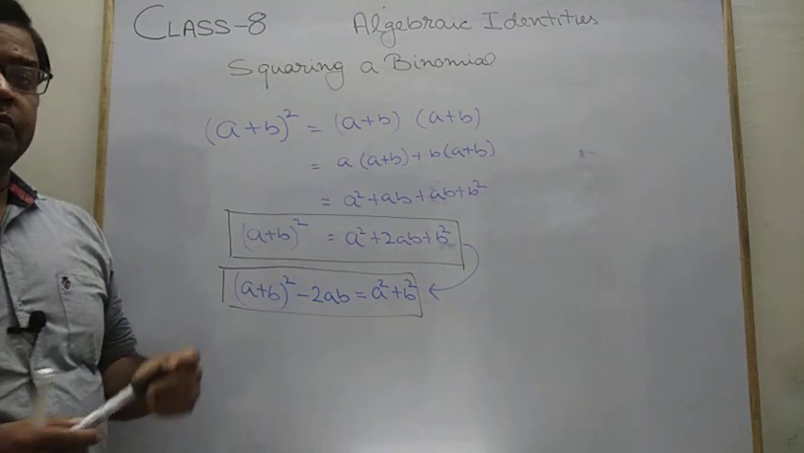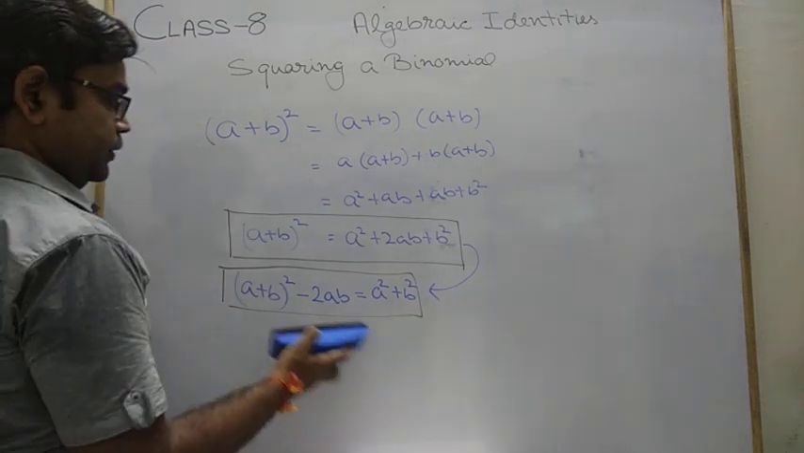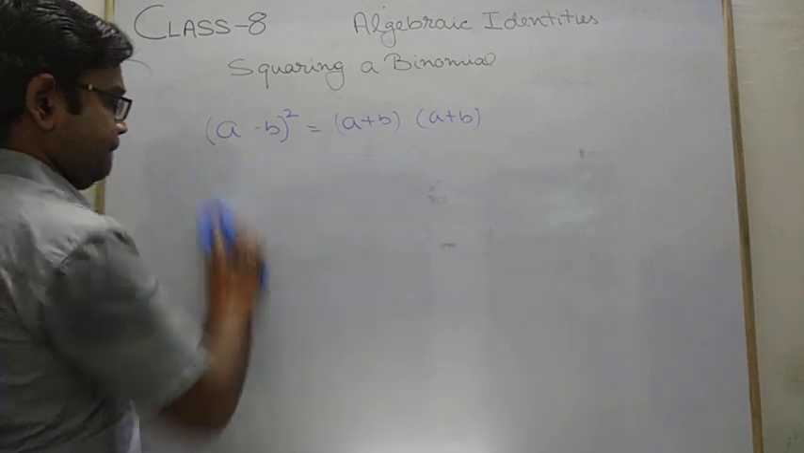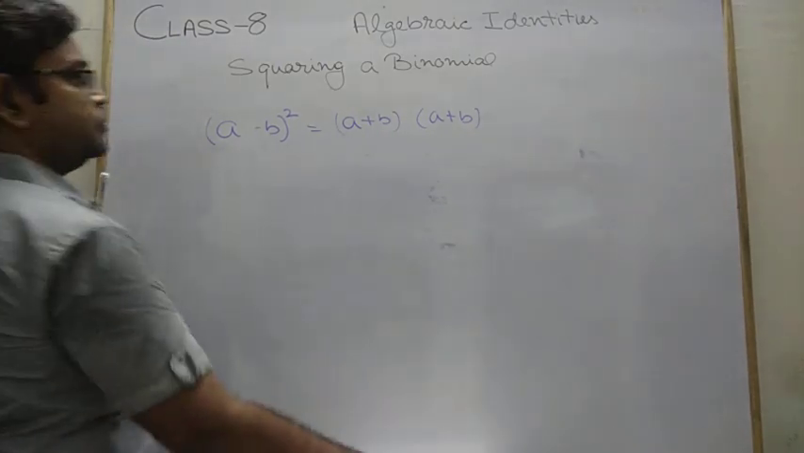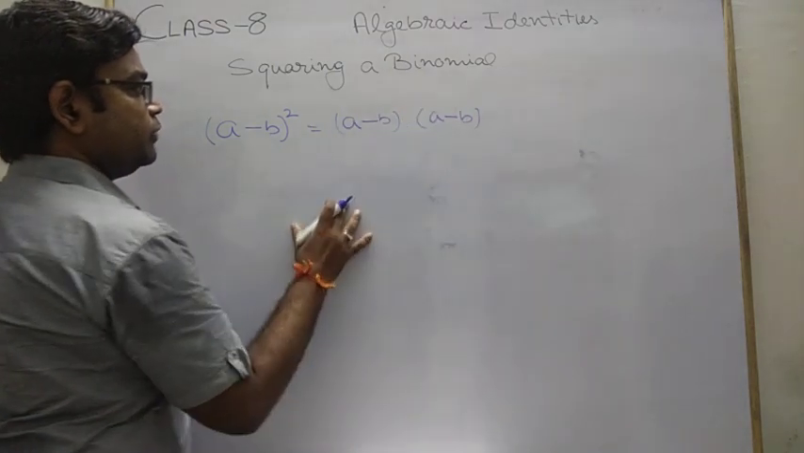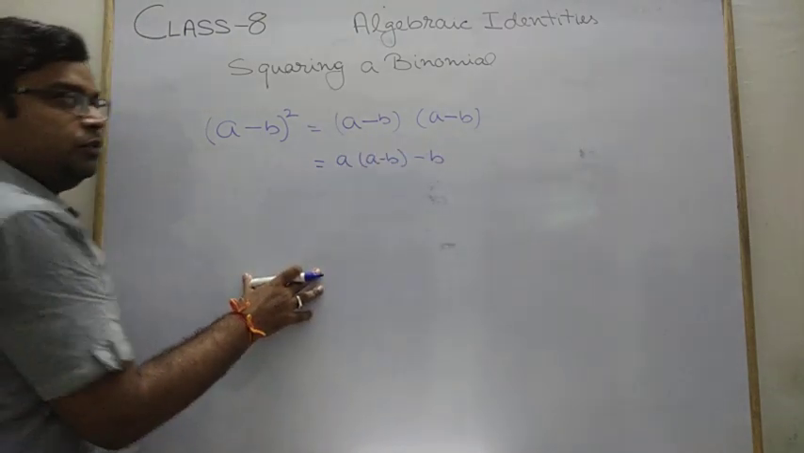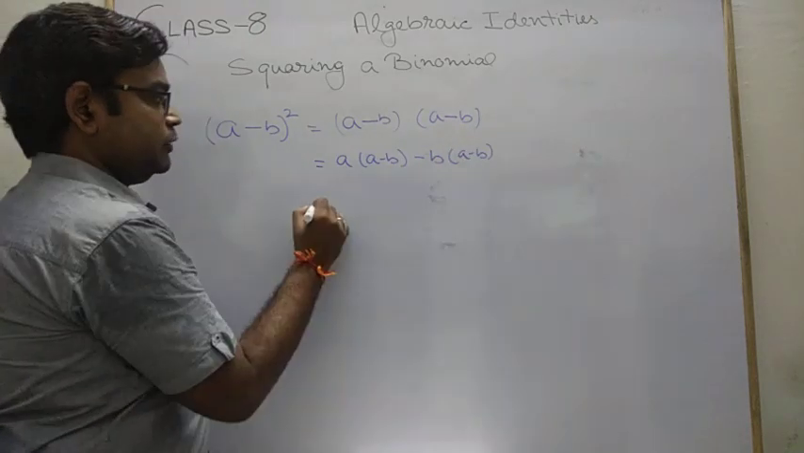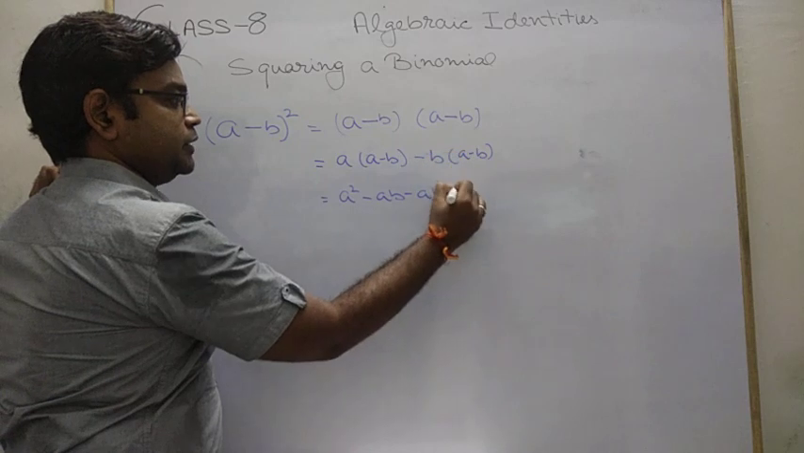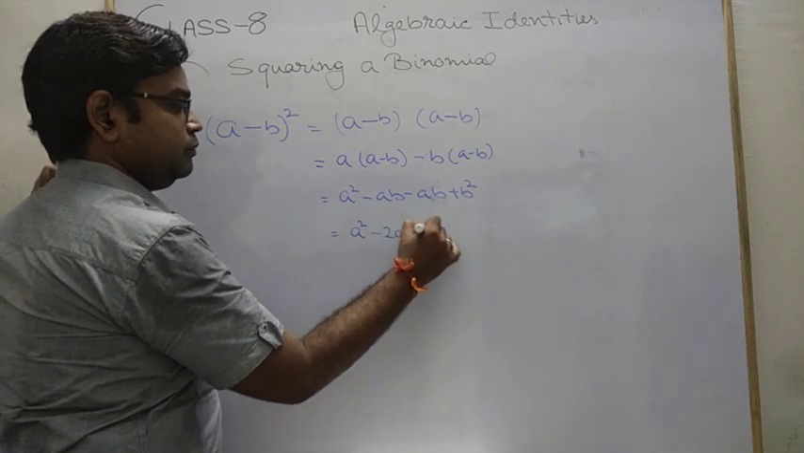Now this is the first part, but what happens if there is a minus sign in between these two? Let's check. I'm going to rub this all. If there is a minus sign in between these two, then what will happen? In that case, again a into a minus b is there, so minus b into a minus b, but we have to be very careful about the sign. A square minus ab, minus into plus, minus ab, plus b square. So what we have is a square minus 2ab plus b square.